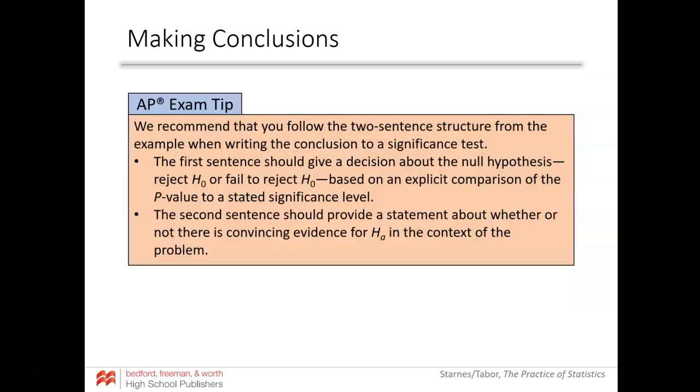All right, exam tip. We recommend the following two-sentence structure from the example when writing a conclusion for a significance test. The first sentence should give a decision about the null hypothesis, whether you fail to reject or reject the null hypothesis, based on an explicit comparison of the p-value to a stated significance level. And then the second sentence should provide a statement about whether or not there is convincing evidence for the alternative hypothesis in the context of the problem.